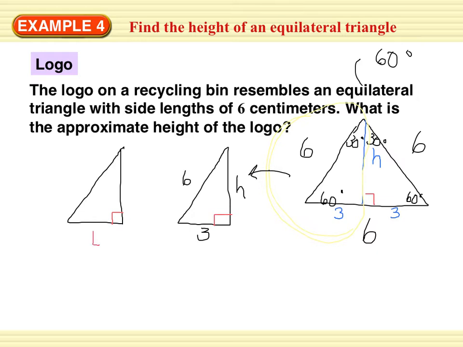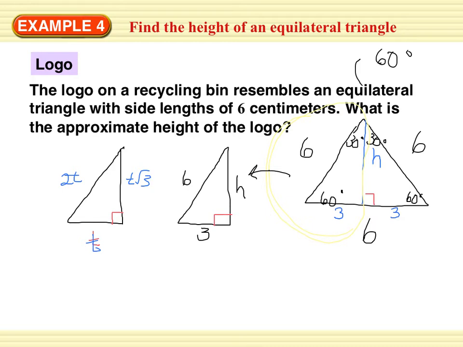Short leg is T. Oh, let's get that out of red. Maybe. Oh well. Short leg is T. Long leg, T square roots of 3. Hypotenuse, 2T. All right, we know lots here.